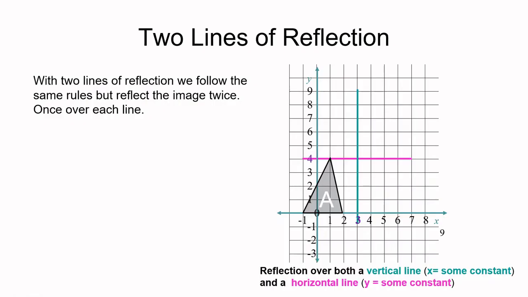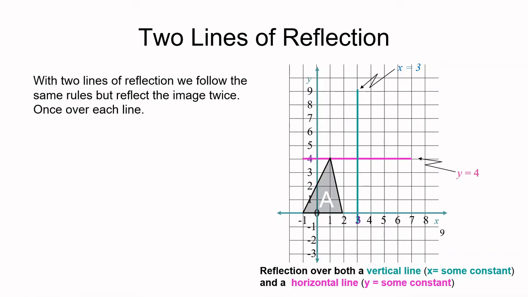Let's now try reflecting this triangle in 2 different lines of reflection. As you can see, I've got one vertical line of reflection here, this blue one, and vertical lines always have the equation x equals some number. As we can see, this blue line crosses the x-axis at 3. So what's the equation of that line then? x equals 3. And my pink horizontal line has the equation y equals some number because it crosses the y-axis at that number. This pink line crosses the y-axis at 4. So the equation of that line is y equals 4.